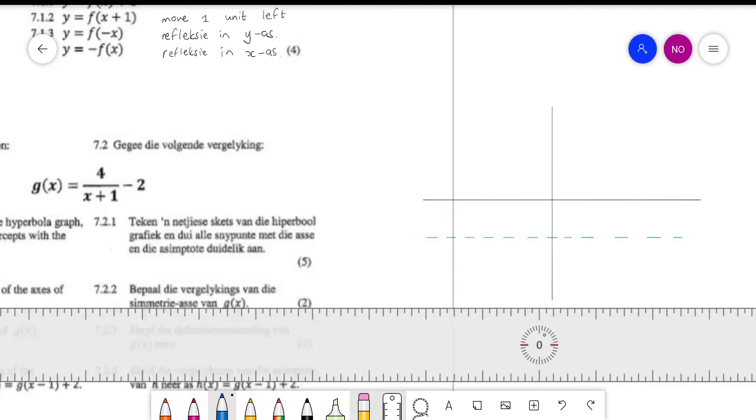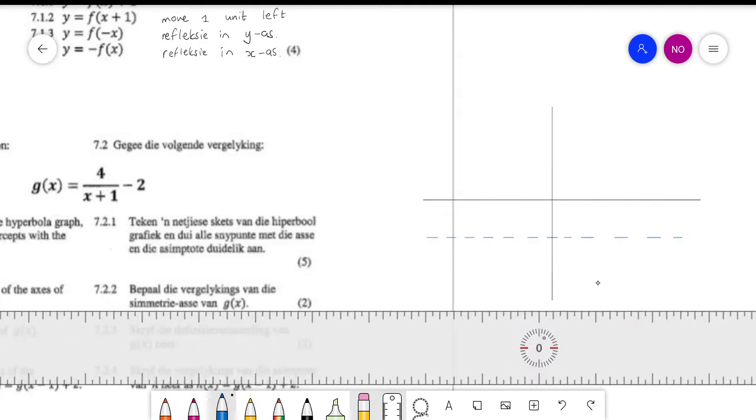Okay, so you draw the asymptote and in some way clearly indicate that it is -2. You can either do it like that, or you could be writing down y is equal to -2.